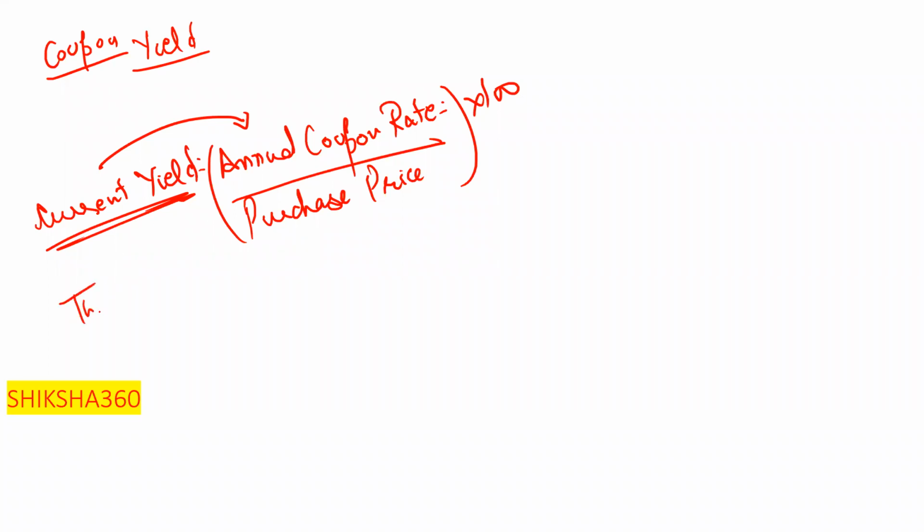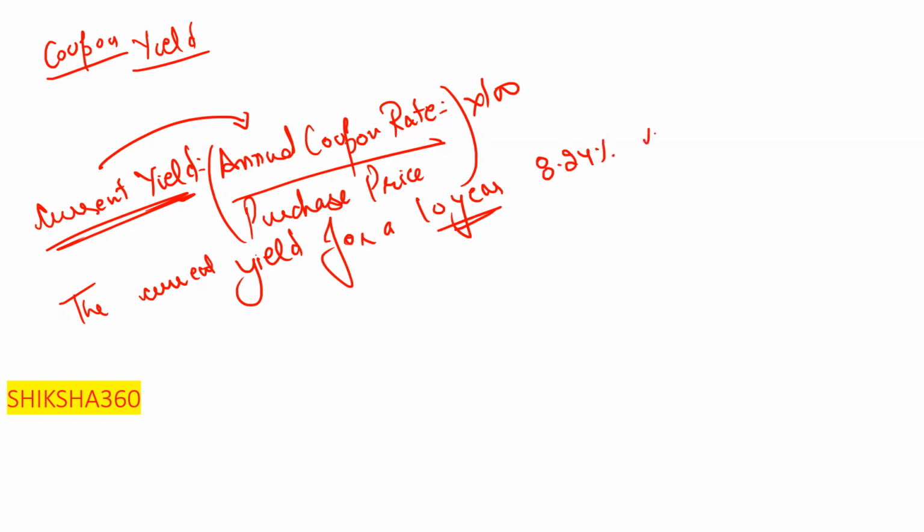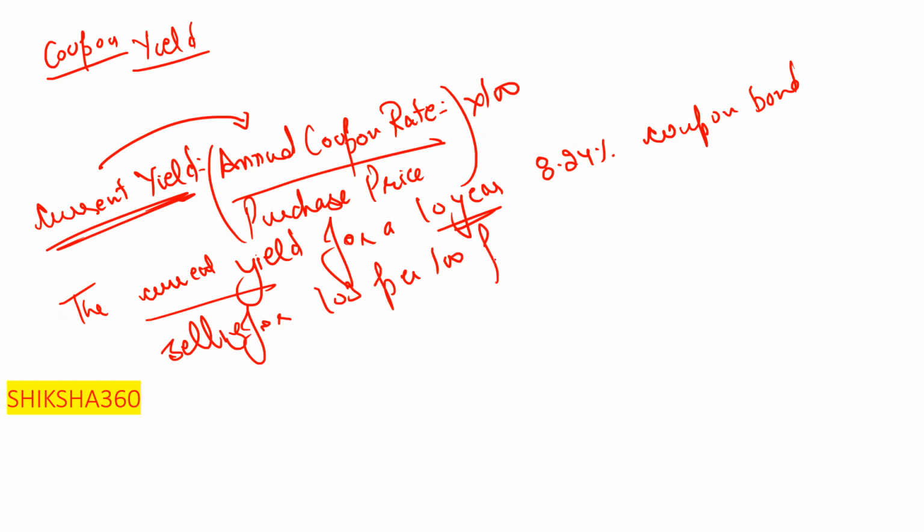The question here is: what is the current yield of a 10-year 8.24% coupon bond selling for 103 per 100 par value? So what is the current yield?